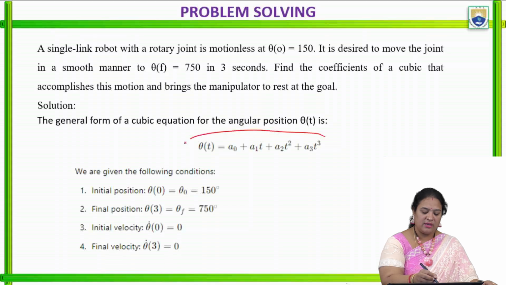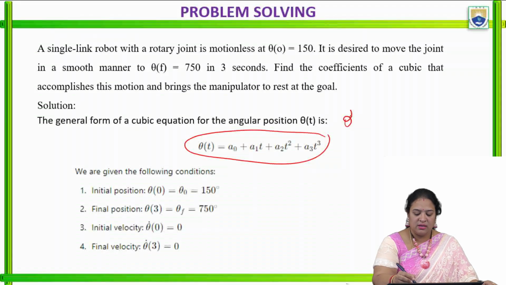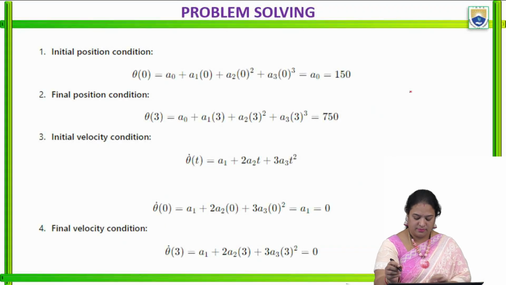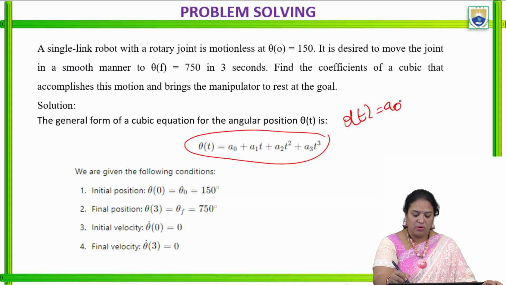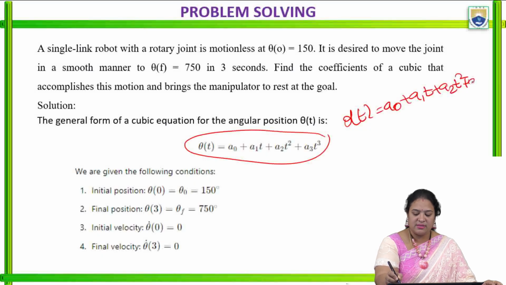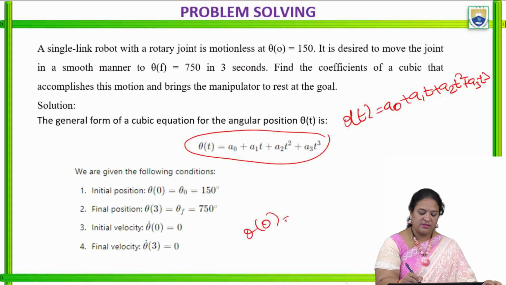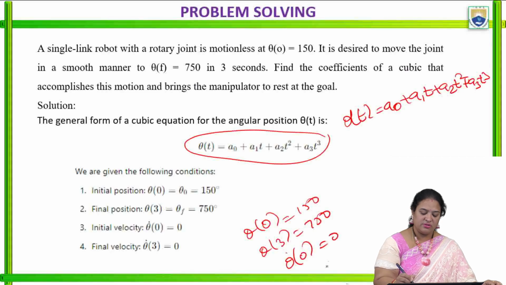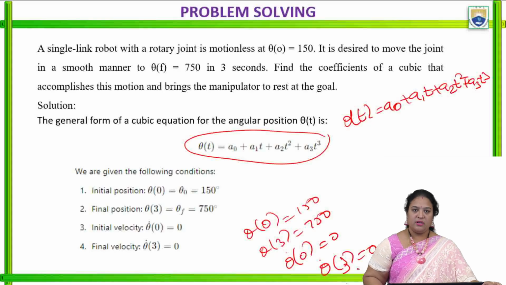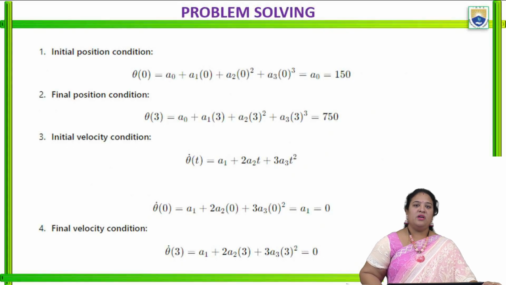So again, for that, the equation is theta of t is equal to a0 plus a1t plus a2t square plus a3 t cube, where theta of 0 is equal to 150, theta of 3 is equal to 750, angular velocity at 0 is equal to 0, angular velocity at 3 is also equal to 0. So this is the given equation.